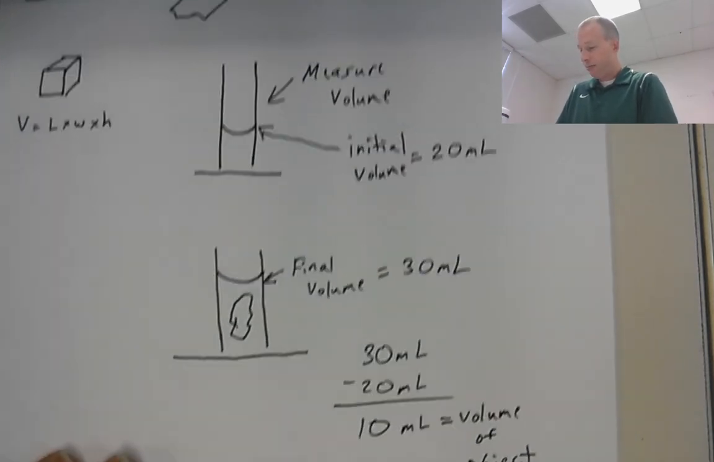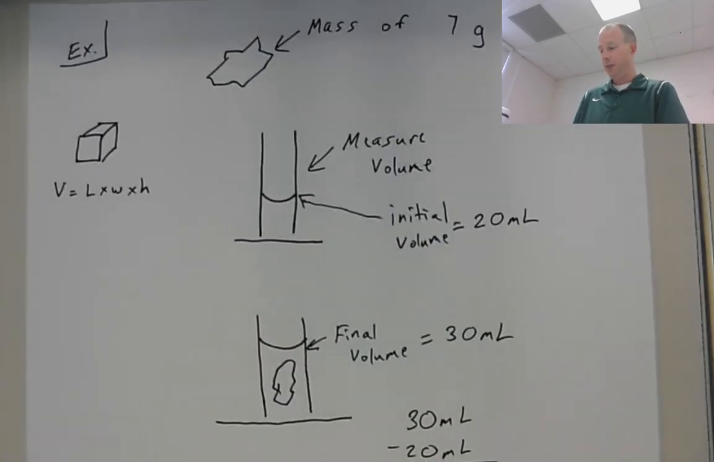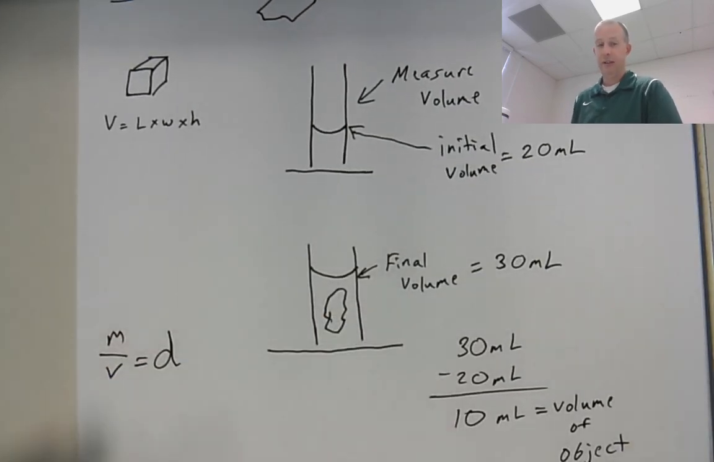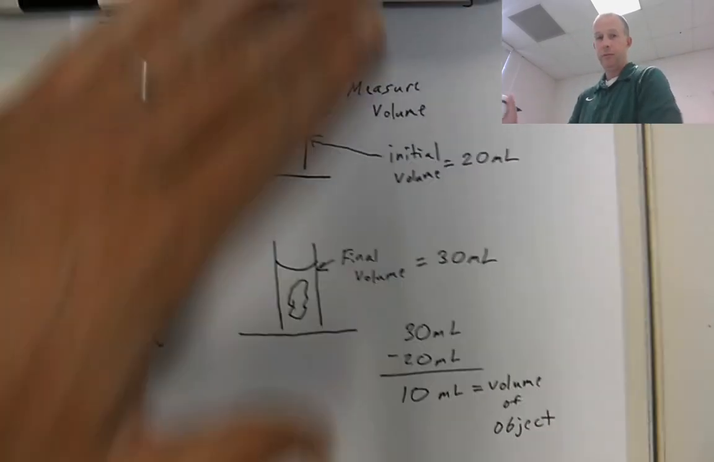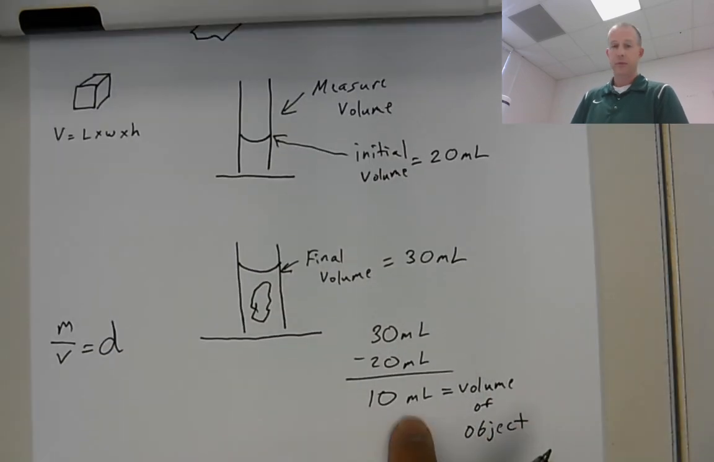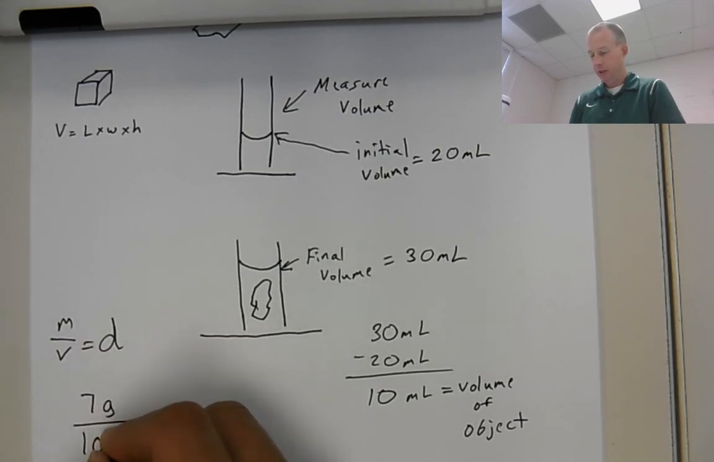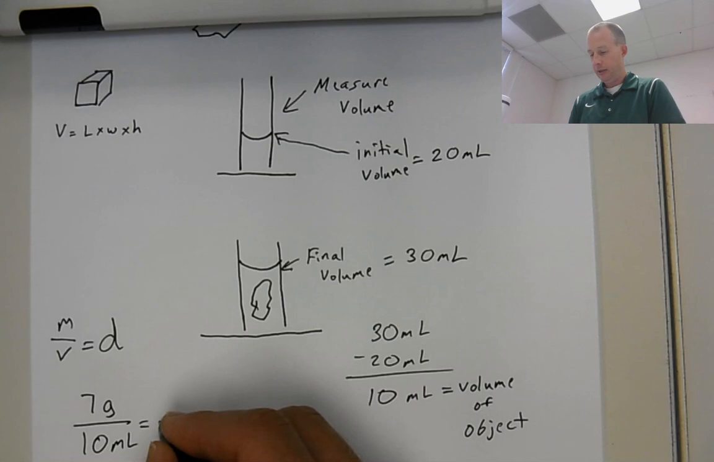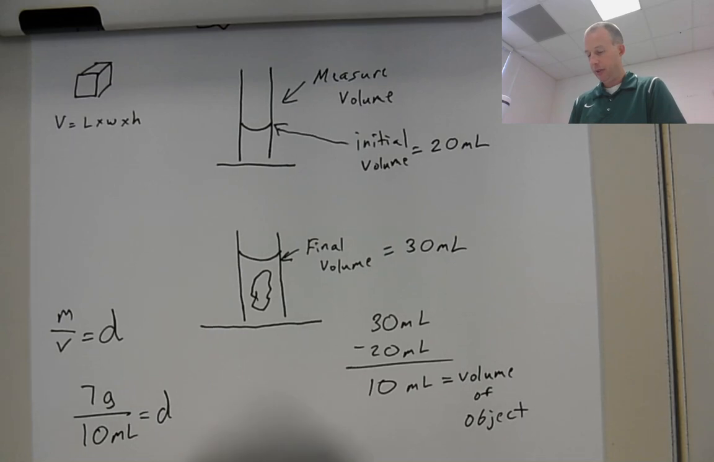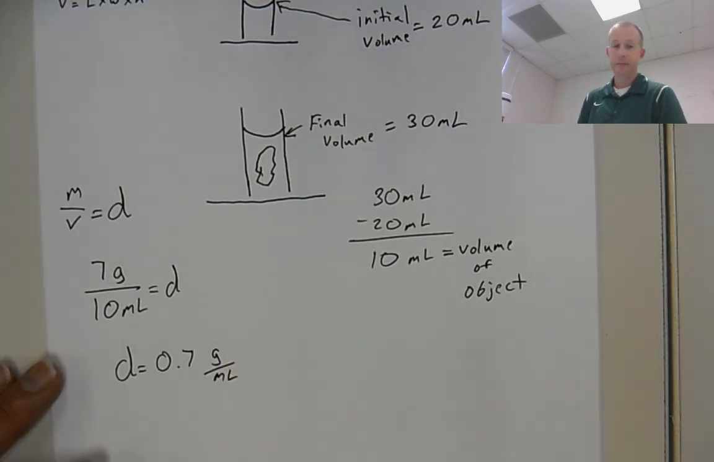Anyway, so now the rest is pretty easy. You know the mass now. You know the volume. So you're just going to do mass over volume is equal to density. So let's move this out so you can see the whole paper. So again, our mass is 7 grams. Volume is 10 milliliters. So we'll just do 7 grams over 10 milliliters, and that is equal to density. So your density is going to be equal to 0.7 grams, sorry, 0.7 grams per milliliter.